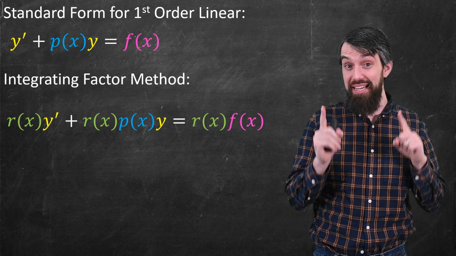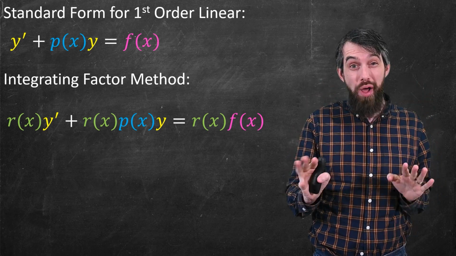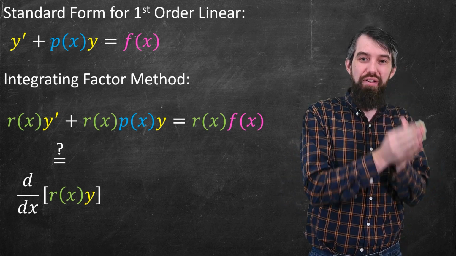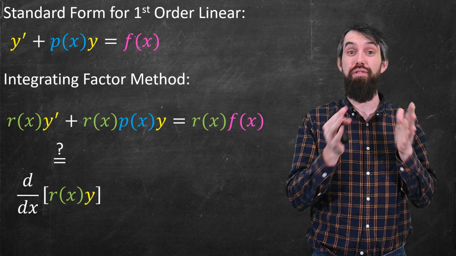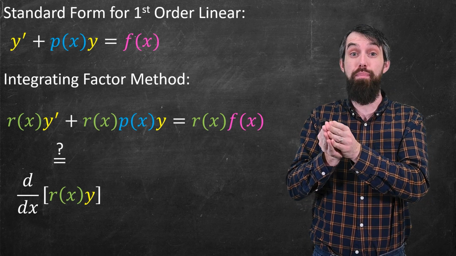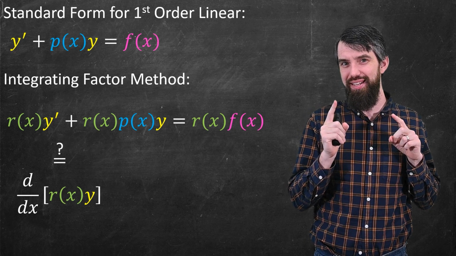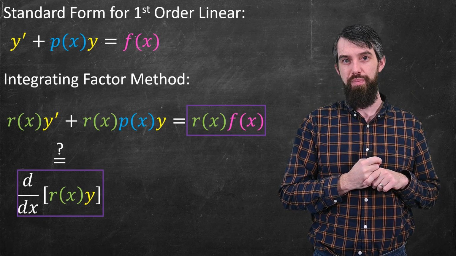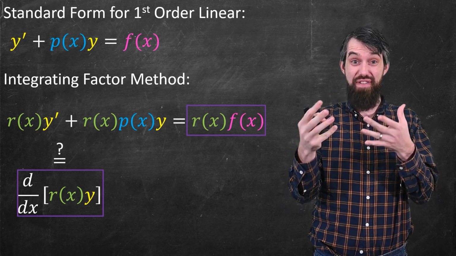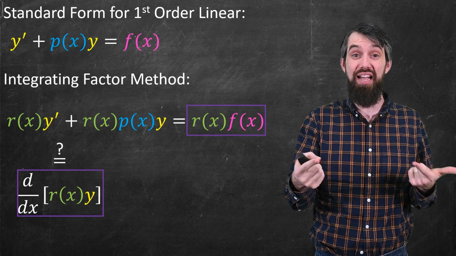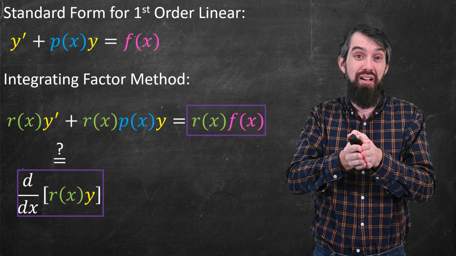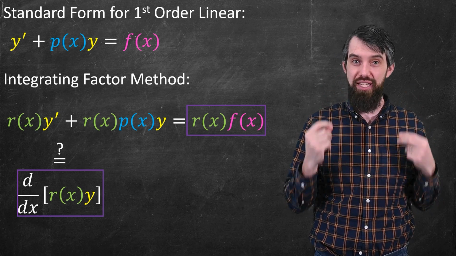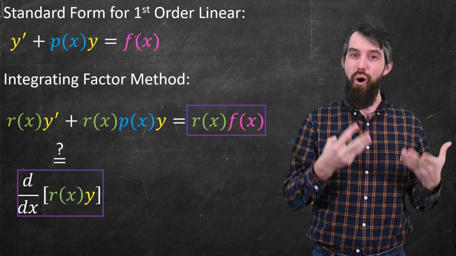Now, what I would like to do, and I can't yet do it, is take that left-hand side and just rewrite it as the derivative of something, perhaps the derivative of the integrating factor r of x multiplied by y. The reason I would like to do that is that on the left-hand side I'd have a derivative, on the right-hand side I'd have a function of x, and I could just integrate both sides with respect to x. That'd give me r times y, and dividing by r would tell me my y. So I would love to write that left-hand side as the derivative of r of x times y of x.